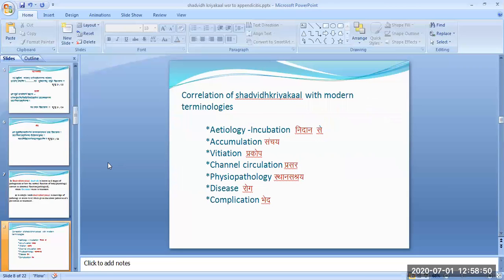Correlation of Shadvidh Kriyakaal with modern terminology. Etiology, incubation, nidan. Accumulation means sanchay. Vitiation means prakop. Channel circulation means prasar. Pathophysiology means the disease in its stroke. Complication means death.